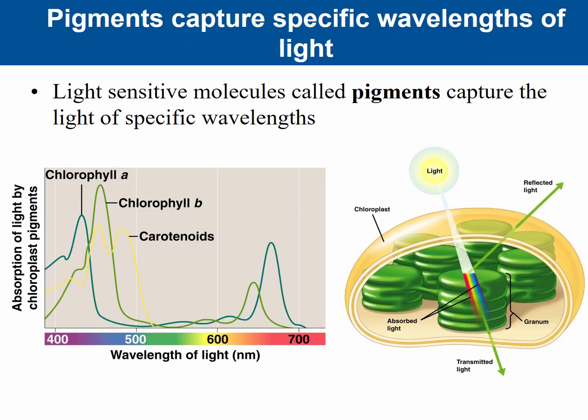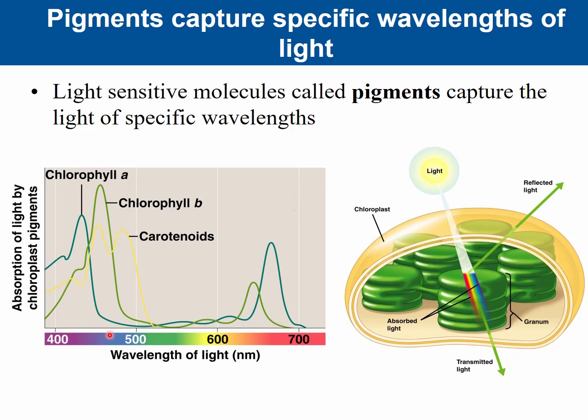Embedded in those thylakoid membranes are pigments that will absorb very specific wavelengths of light. The reason that plants appear green to your eye is that the plants are absorbing the other wavelengths of light, but not the green. The green is what's being reflected or transmitted, and so that's what our eyes see, because the green light is not being absorbed by the plant.